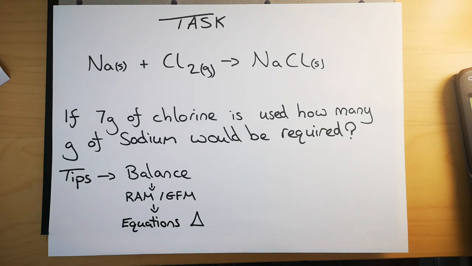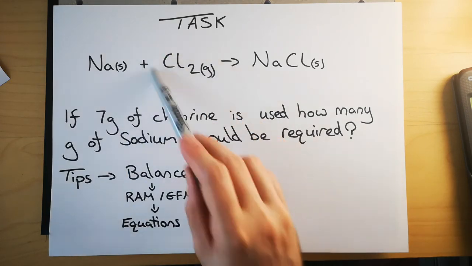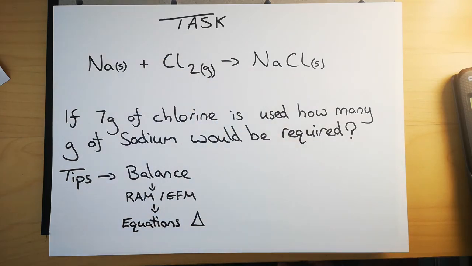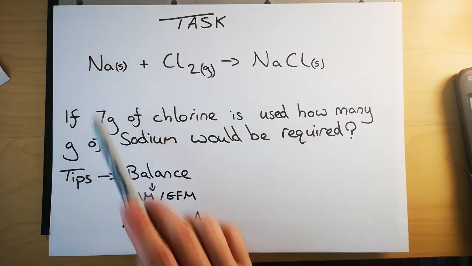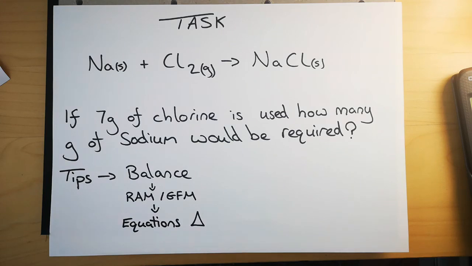And what I'm asking you to do is, if I gave you 7 grams of chlorine, how many grams of sodium would be required to react fully with that chlorine? It is essentially the same question, but you're going to need to do it yourselves. Tips: balance first, then find your relative atomic masses, which will help you figure out the GFMs, and then use your equations to see if you can work it out.